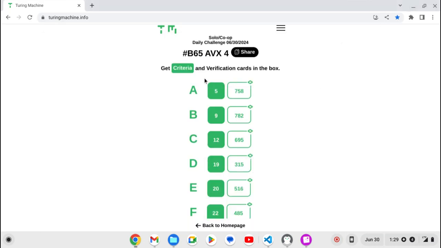So today's puzzle uses the following 6 criteria cards. Criteria card 5, 9, 12, 19, 20, and 22. And the puzzle uses the green verification cards. The code above is your way to get more information on today's puzzle by searching the code on turingmachine.info. Let's go solve.